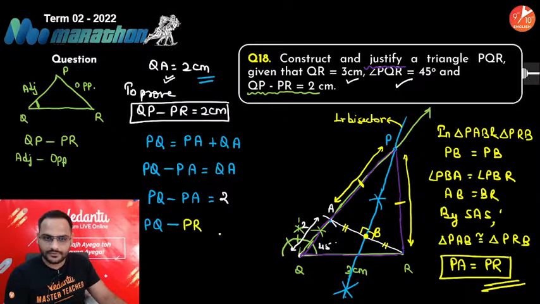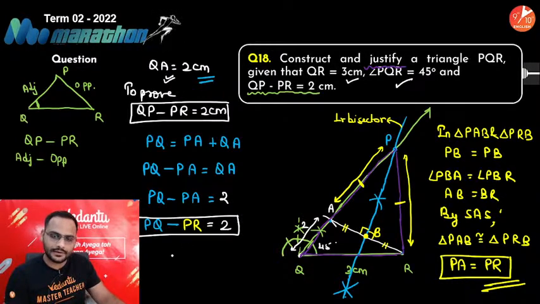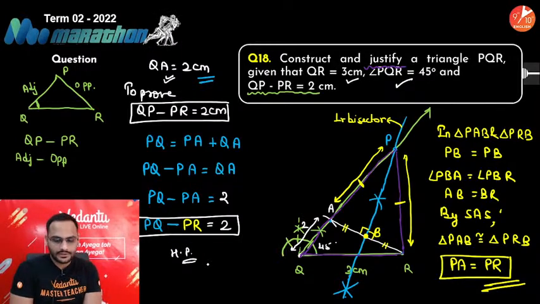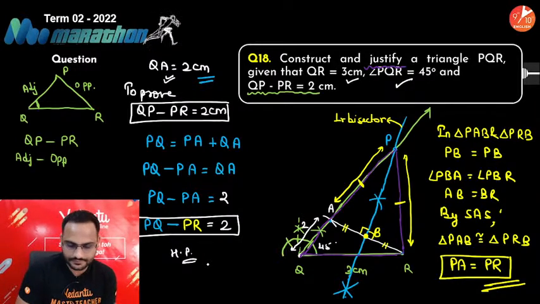PA can be replaced as PR. So PQ minus PR will be equal to 2, and hence proved. ये हो गया justification. This is the justification.